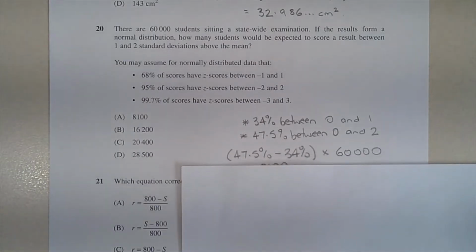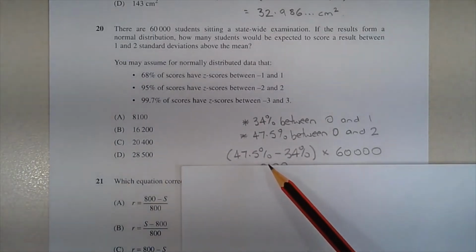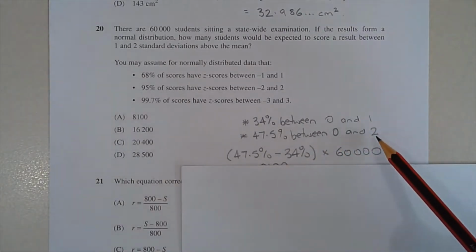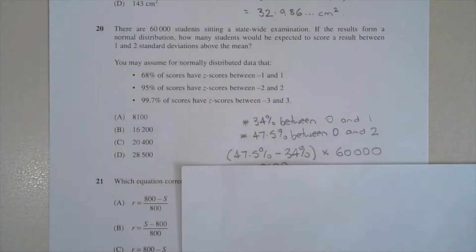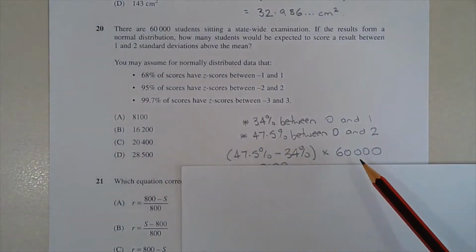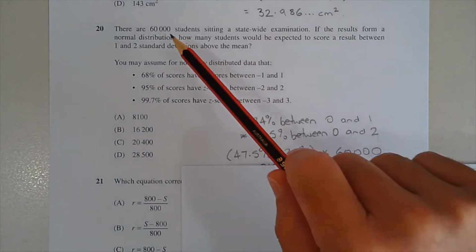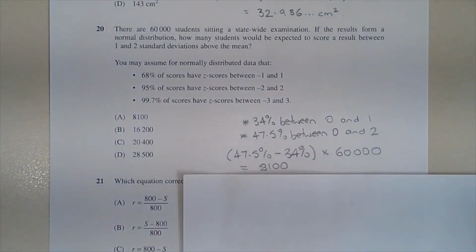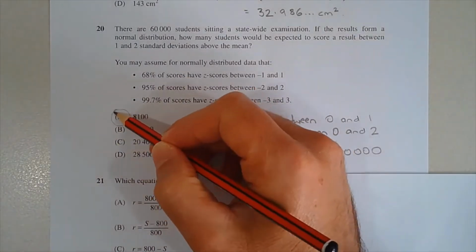And to work out the number of scores, it's 47.5%. So that's the number of scores between 0 and 2. And we're going to subtract from that the number of scores between 0 and 1, and that's 34%. And we're going to multiply that by 60,000 since there are 60,000 students. And we obtain 8,100. So the answer is option A.